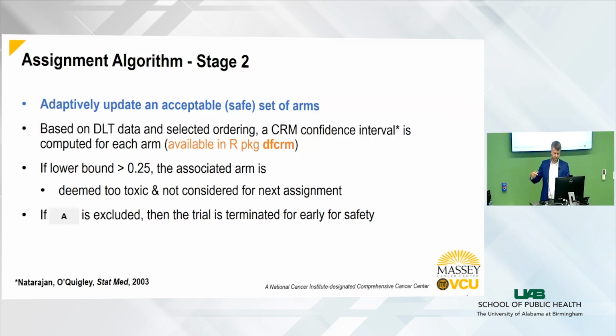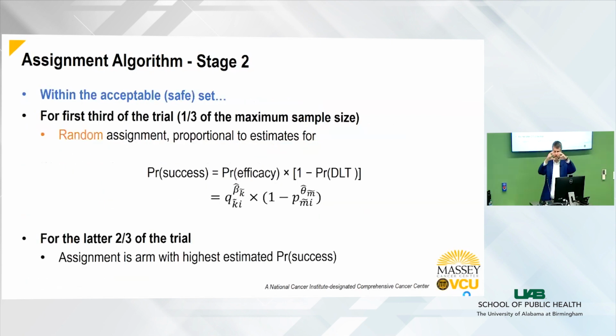And based on the DLT data and the selected ordering according to the model selection process, we built a confidence interval using CRM confidence intervals, which, if you're interested, is in this paper here from 2003, computed for each arm. This confidence interval estimation is available in our package called dfcrm. If the lower bound of the interval exceeded 25%, we eliminated that arm from consideration for the next assignment. If it's deemed too toxic, not considered. Okay. If A is ever excluded for safety, we stop the study for safety. Okay. So within that acceptable set, now we have the DLT probabilities telling me what's safe.